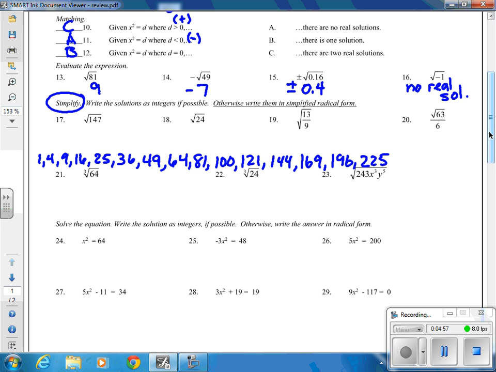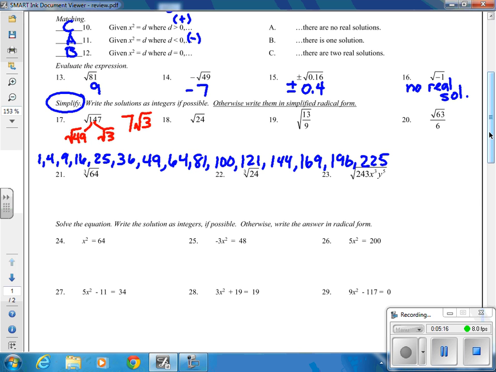So when you split this one apart, you're going to split it into the square root of 49, and 49 times 3 is what makes 147, so that's the square root of 3. The square root of 49 is the whole number 7. Radical 3 stays radical 3. So there's your answer to number 17.